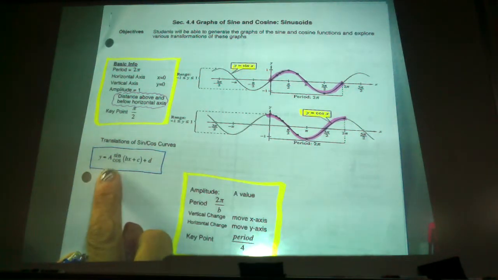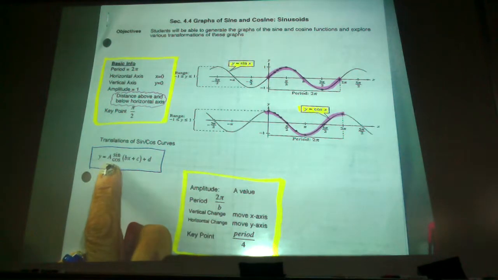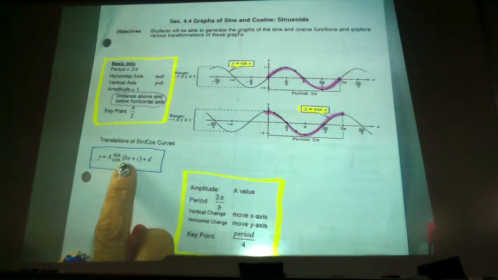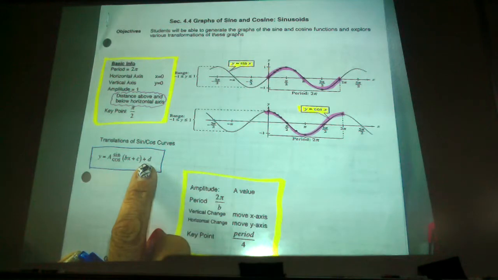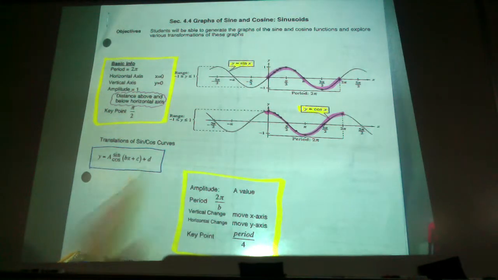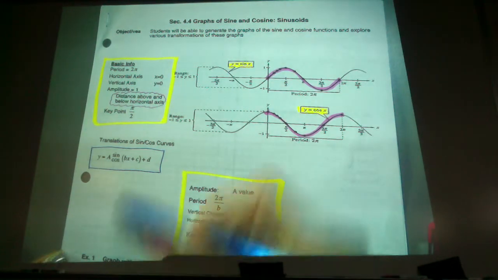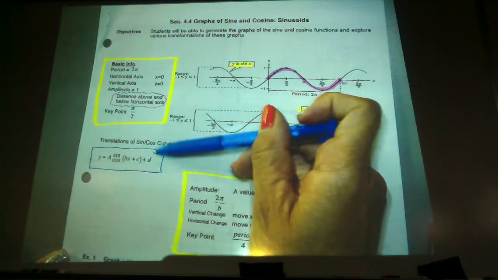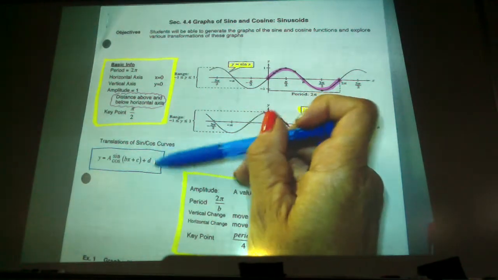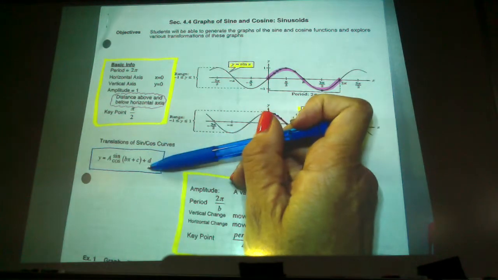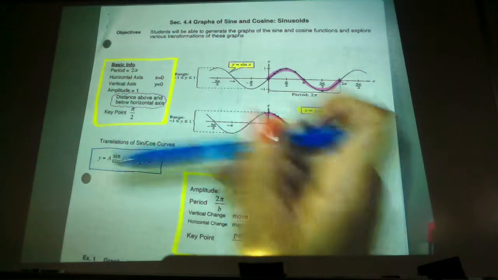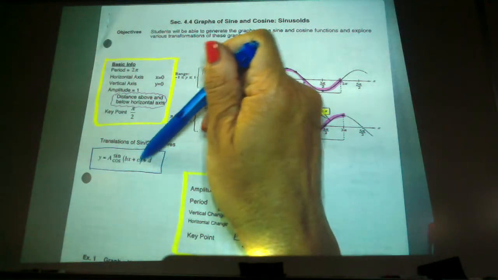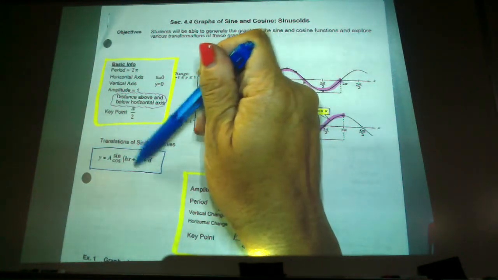You can have y equals some number in front of sine or cosine, and then you can also have some number in front of x. You could have something added or subtracted to your x value, and then you can have something added or subtracted outside. If you think about our transformations in the past, what is this going to do to the graph, something being added or subtracted to the outside of the function? It's going to move you up or down, right? And then this inside here is going to do what? Move you left or right.